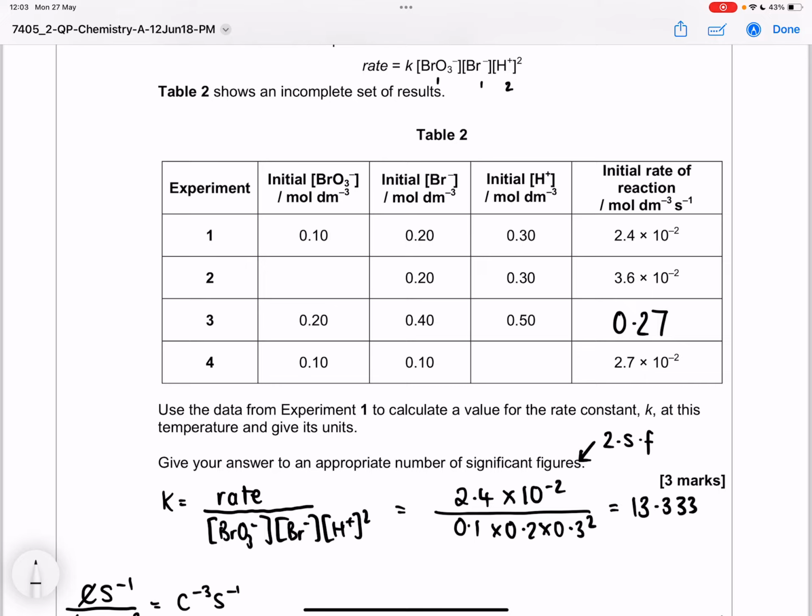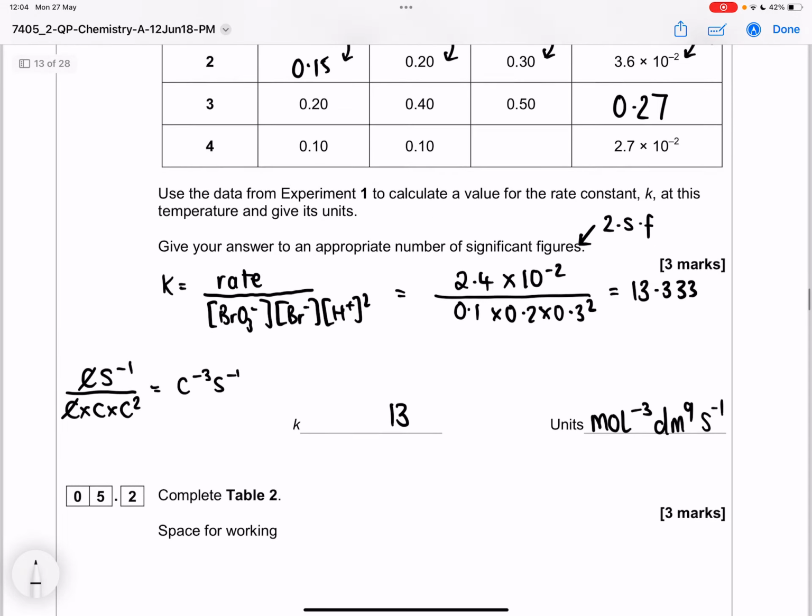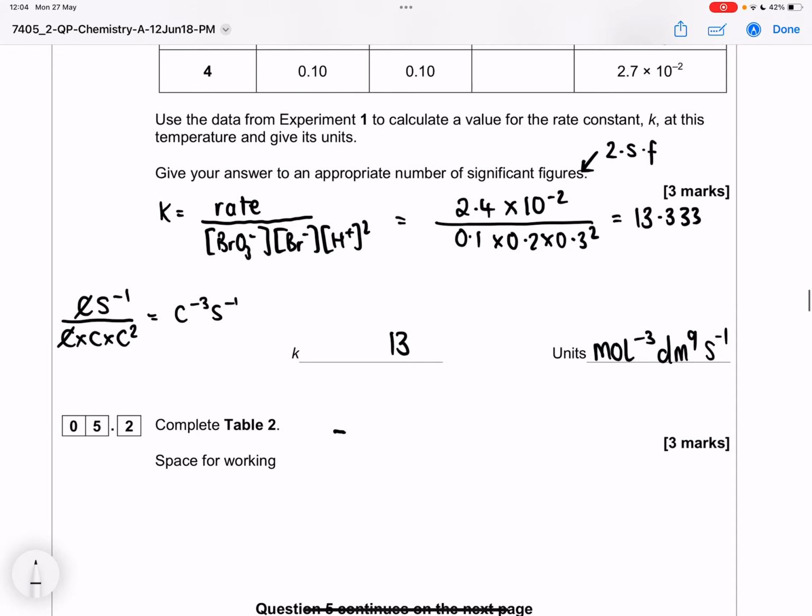Row 2 is not too bad because we can see that the bromate and acid have stayed the same, so they don't have an effect. Rate has gone up by 1.5, and because bromate is first order, then this should go up by 1.5 as well, so 0.15.